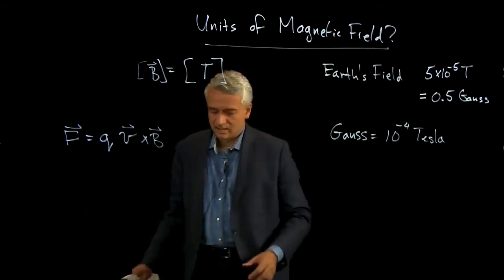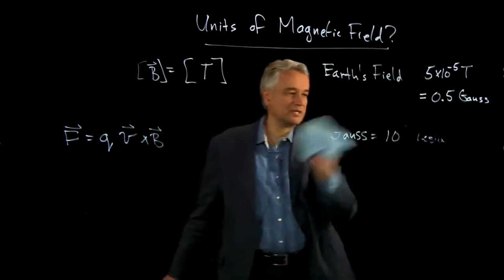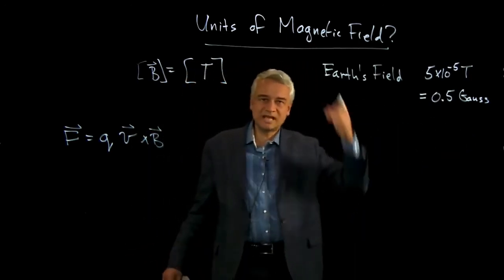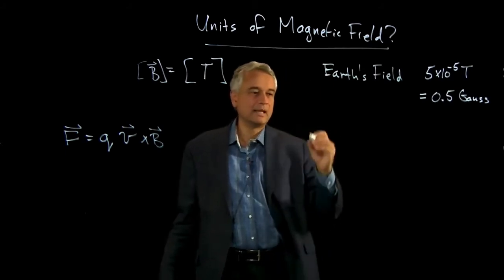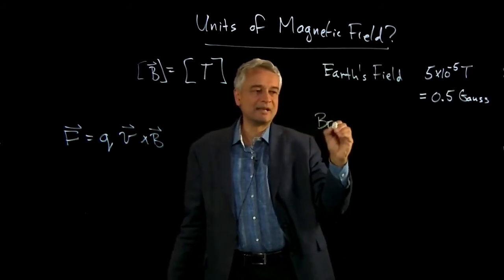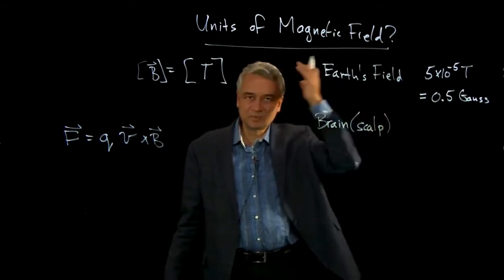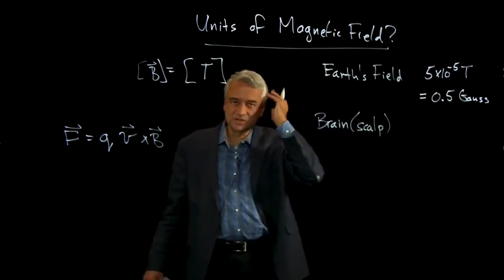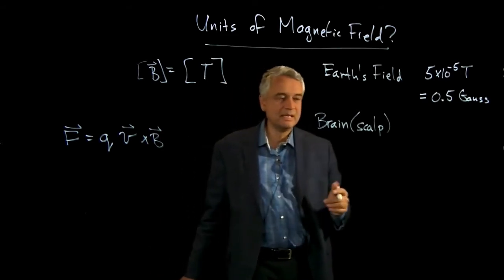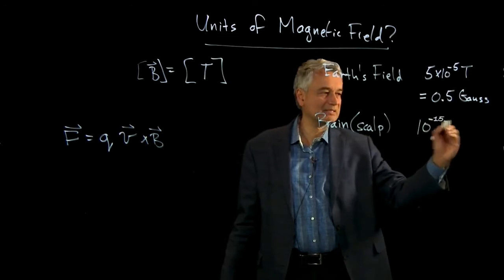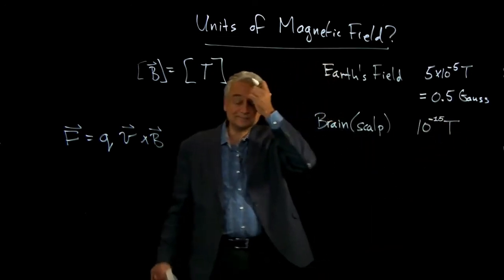So what other magnetic fields might you be interested in knowing the size of? Well, all of us have electric currents in our brain, and those currents make magnetic fields. And if you ask, how big is the magnetic field right at my scalp because of the electric currents flowing in the nerve cells in my brain, those magnetic fields are even smaller. A femtotesla.